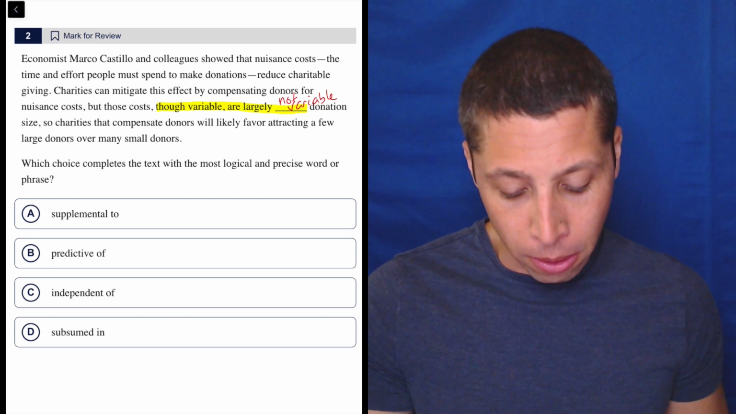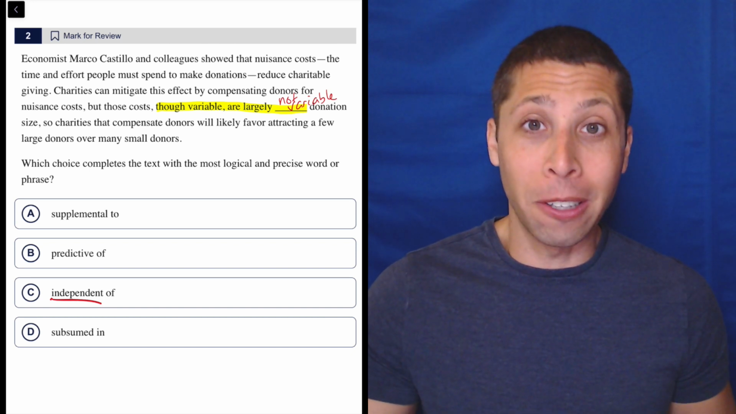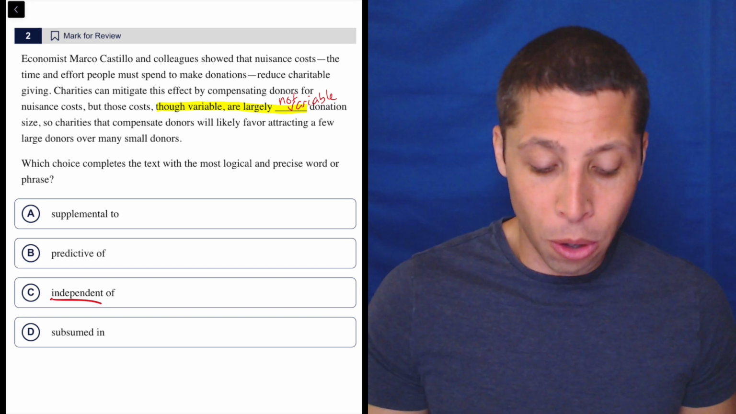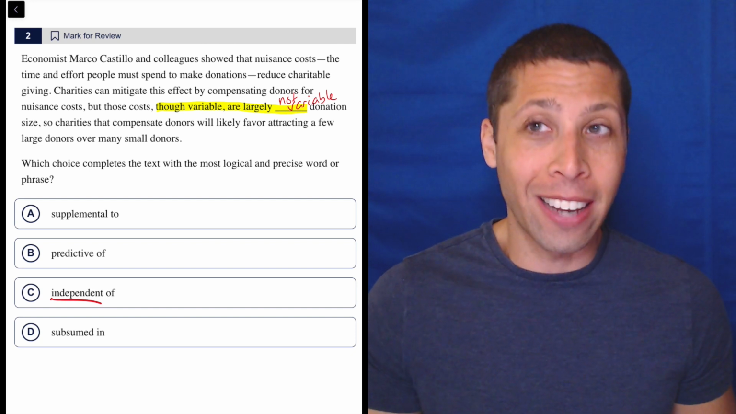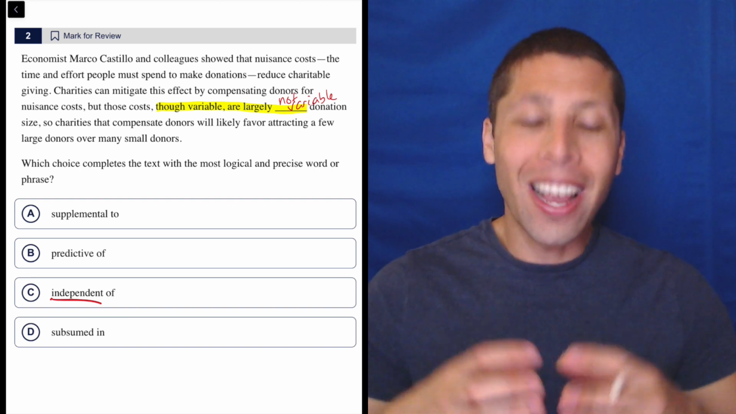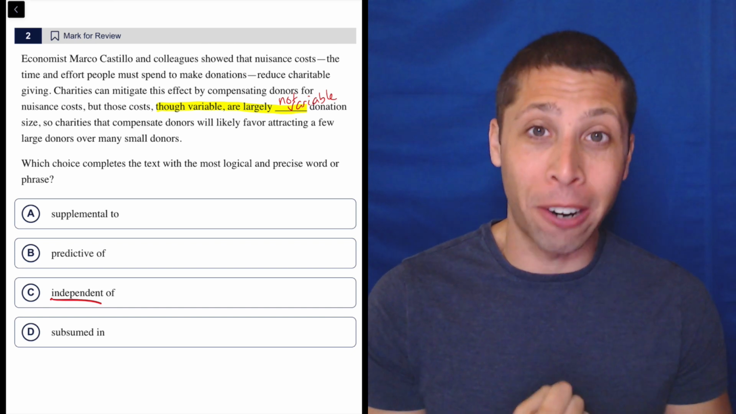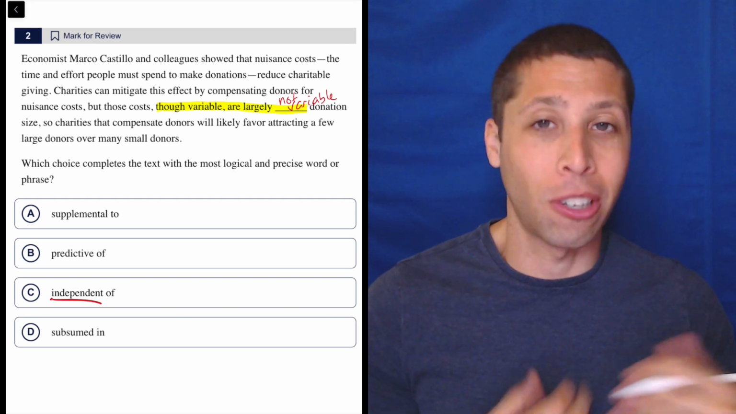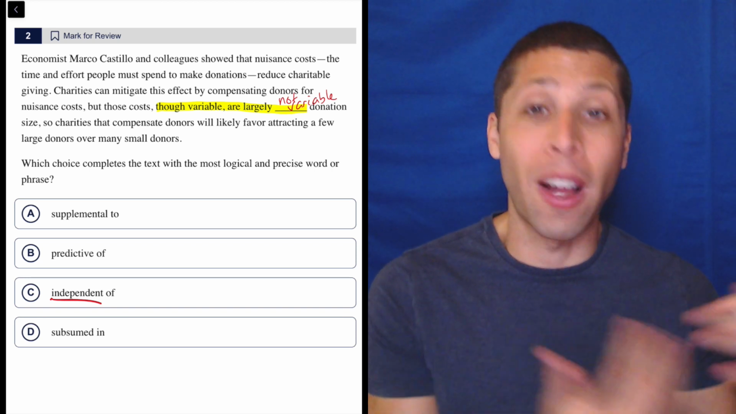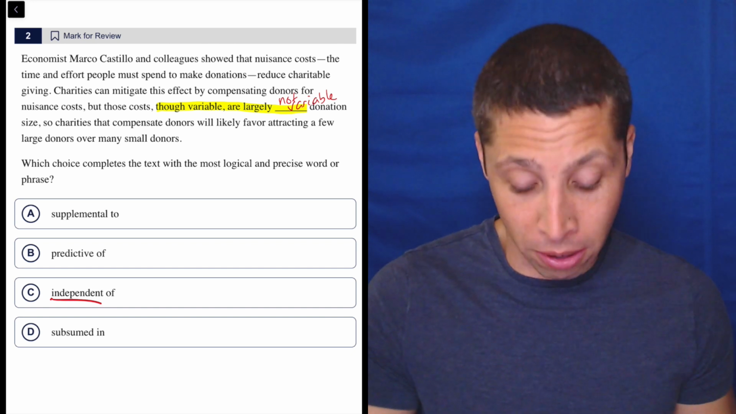So if something is not variable, then maybe it's independent, right? Think about an independent variable even in math. It's kind of doing its own thing. It's not dependent on something else. So maybe that's what we're talking about here: it's independent of donation size, meaning that the size of the donation does not affect the cost, but the costs themselves still vary, right? So there could be a high nuisance cost or a low one, but it is not dependent upon the size of a donation, whether someone gives $5 or $5 million. That's, I guess, what they're trying to say, and that is the word that is closest to not variable.